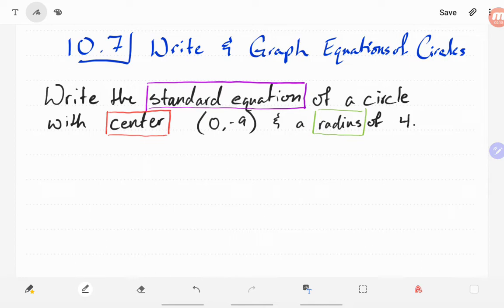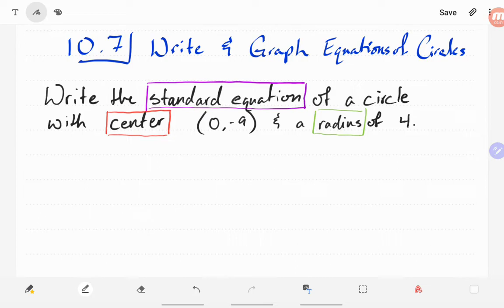We don't see it, right? It's just described to us, and we're going to take this information and then write out an equation that represents the equation form of a graph of a circle. Okay, so we're going to take the two things that we need and write the standard equation of a circle.